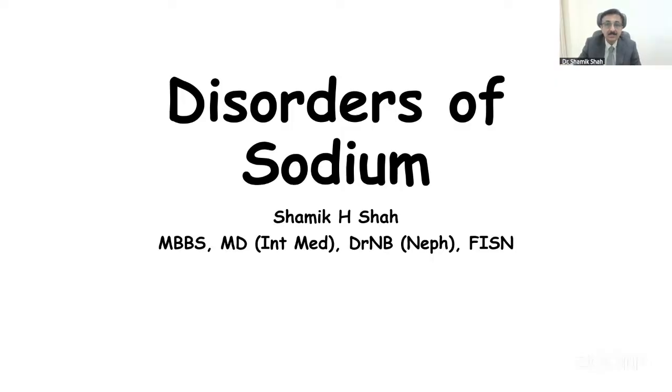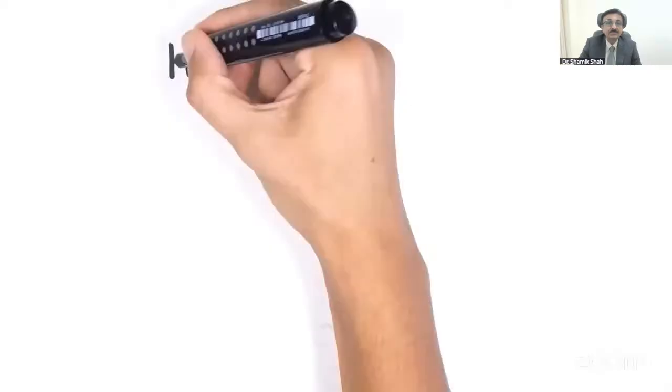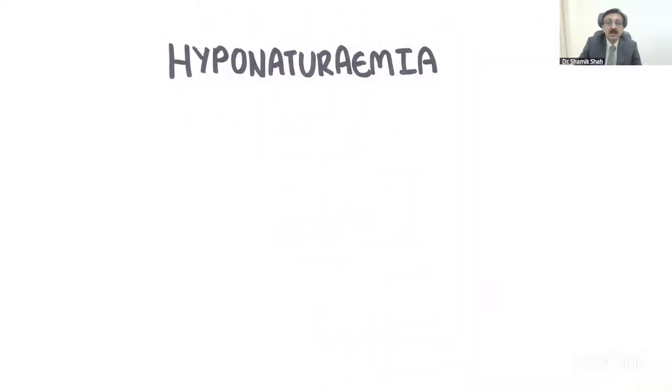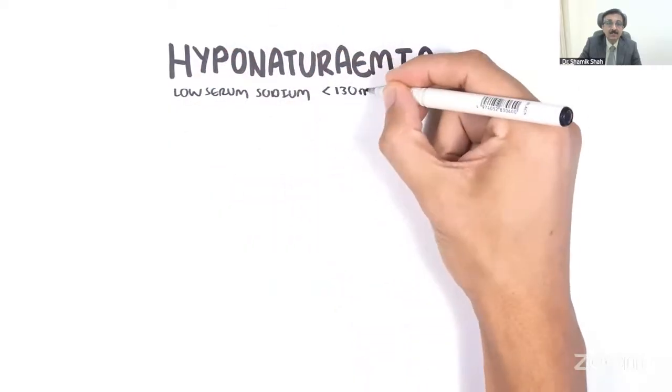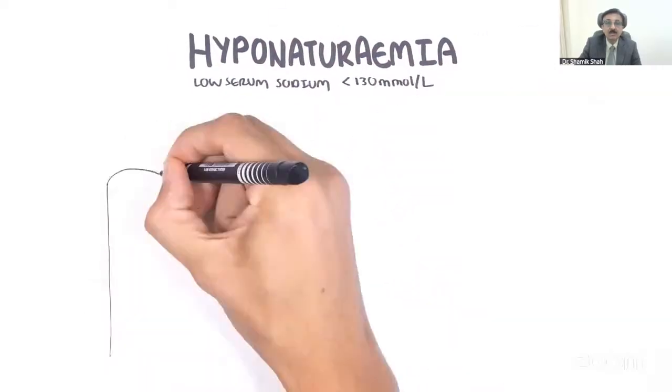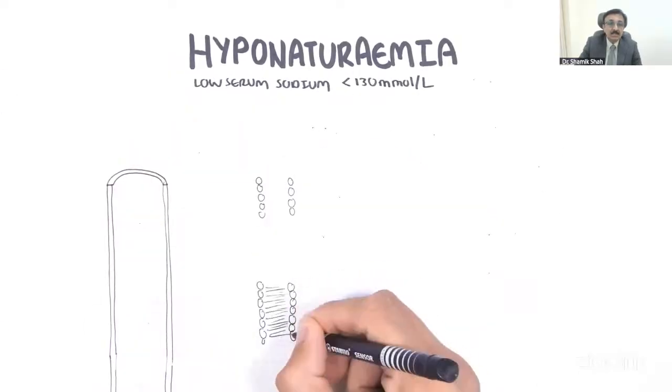Let's get started with disorders of sodium. So, as we know, the normal serum sodium level is between 136 to 145 millimoles per liter or milliequivalents per liter. And we'll start off by discussing something that we see quite often in clinical practice. And we'll start off with hyponatremia. So hyponatremia, as the definition or the word suggests, it is a low serum sodium below 130 millimoles per liter.